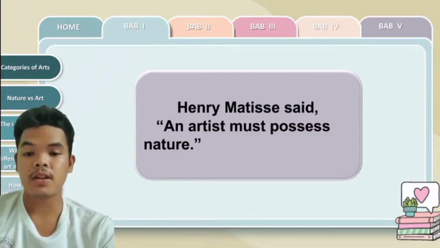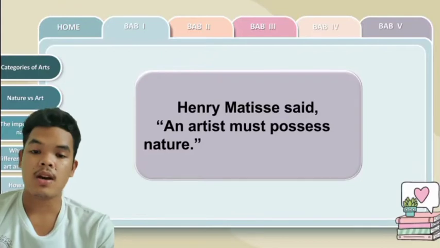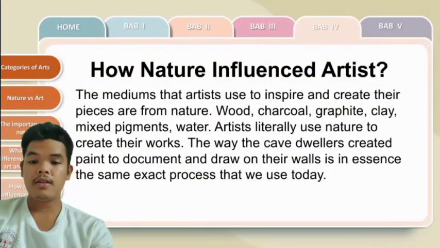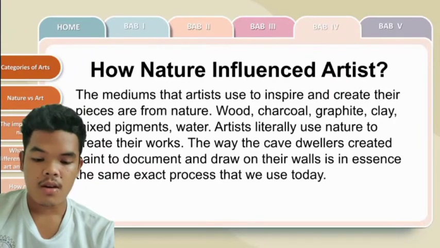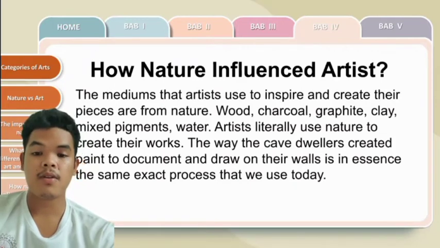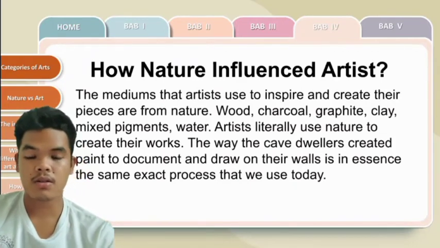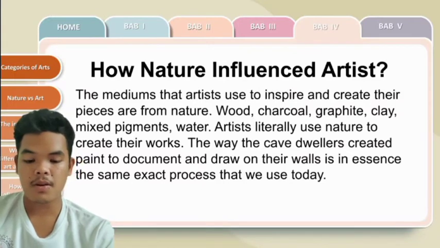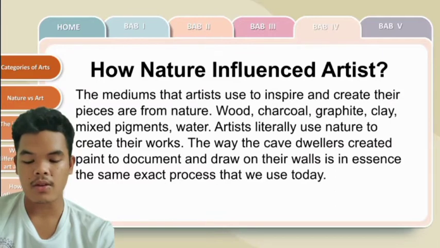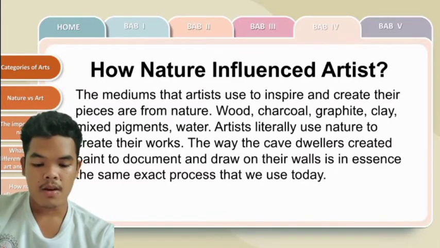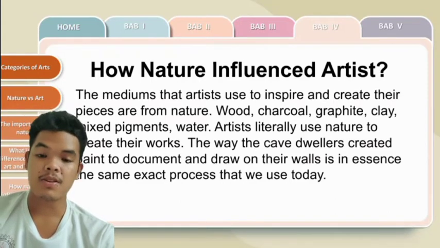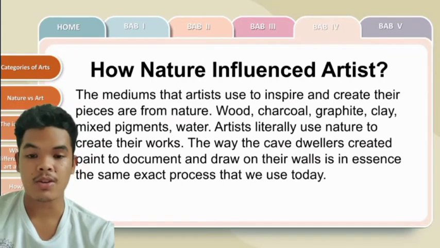Indulge with mastery that enables them to express their emotions and create their own language. And the influence on the artists: the mediums the artists use to create their pieces are from nature, like wood, charcoal, graphite, clay, mixed pigments, and water. Artists literally use nature to create their own works, the way the cave dwellers created paints to document their own lives on their walls, in essence the same exact process that we use today.